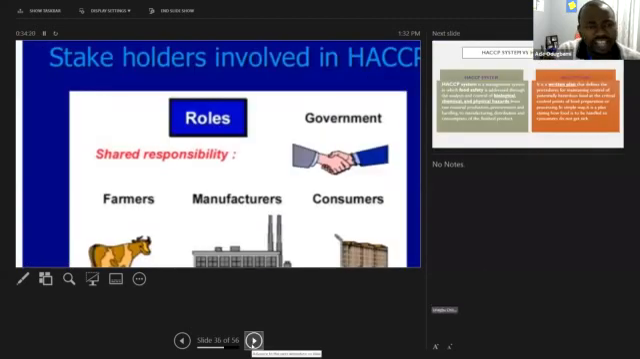So who are the stakeholders in HACCP? Everybody has a role. That is why we say that if you have to do anything with food, either as a farmer that grows the raw material, or the manufacturer where you process, or the consumer who is eating, or the government, the regulators, we all have a role. And that is why we all need to know what's important for us to be able to produce safe food.